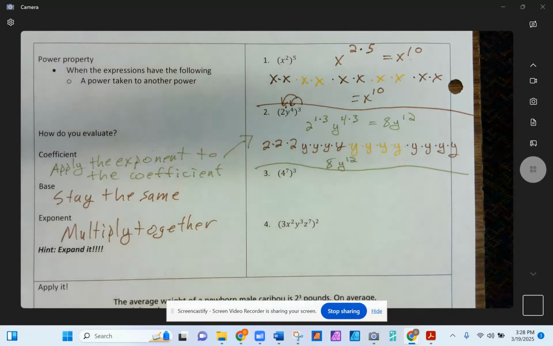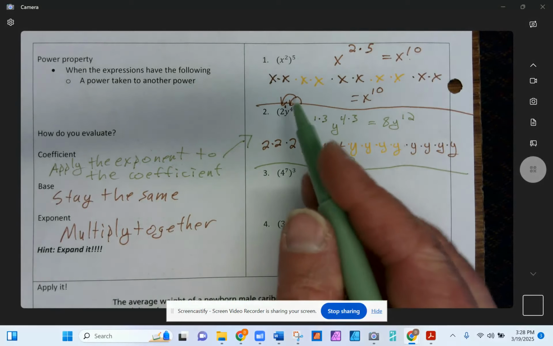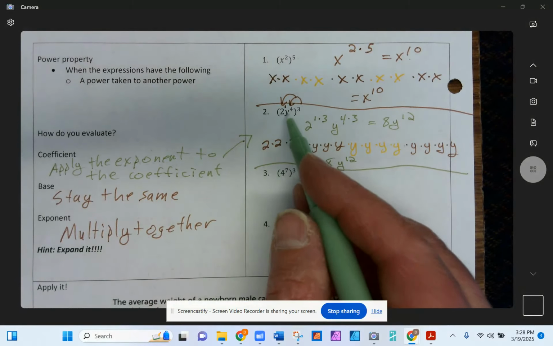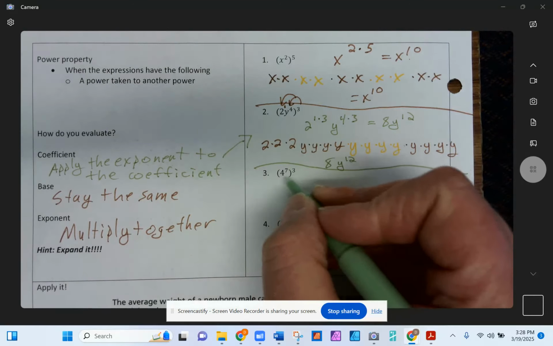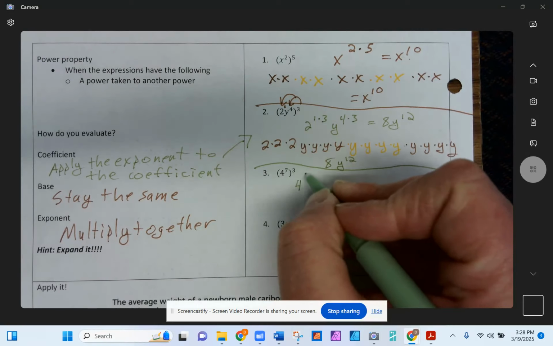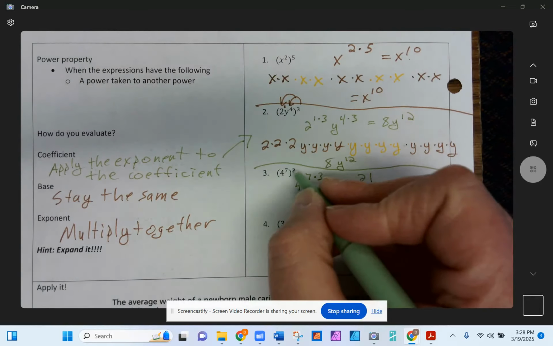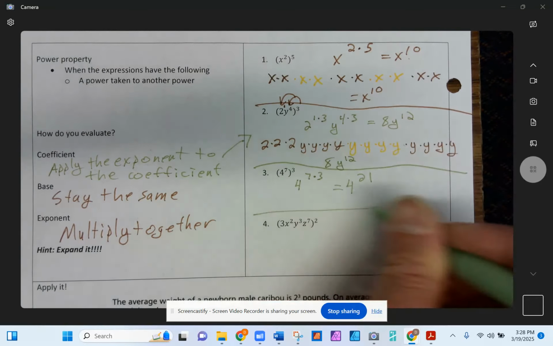Now, when we have a base that is a number rather than a variable, it's the exact same thing. I don't want to write out 21 4's, so we're just going to do 4 to the power of 7 times 3, which is 4 to the power of 21. You have 3 groups of 7 4's, and that's going to be it.